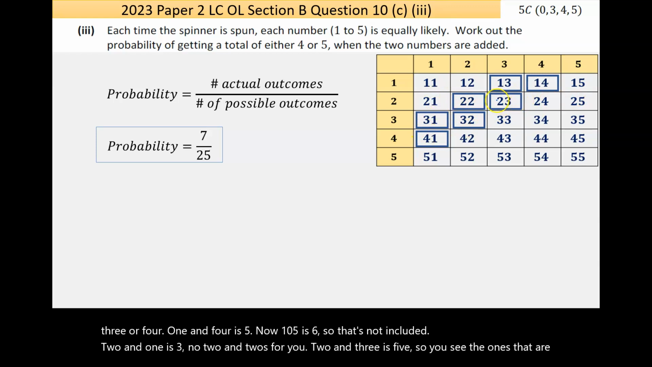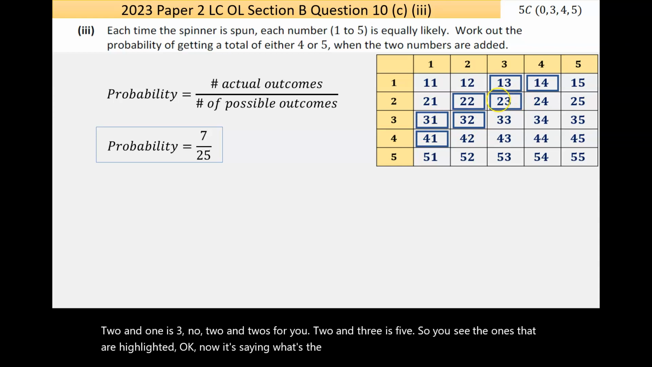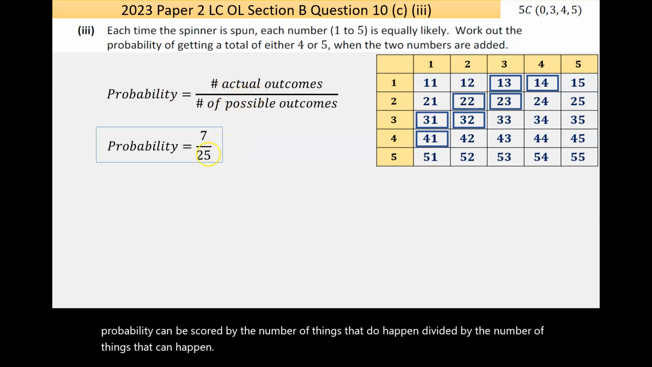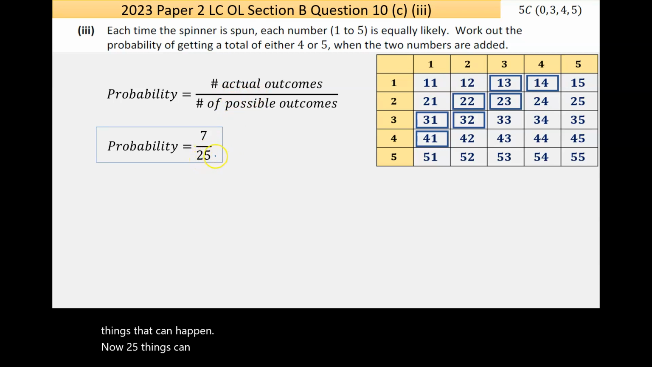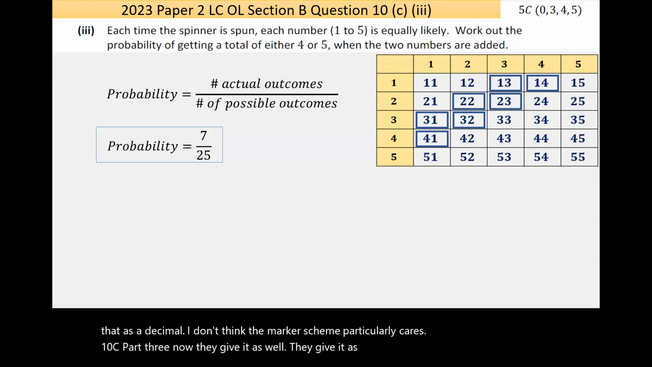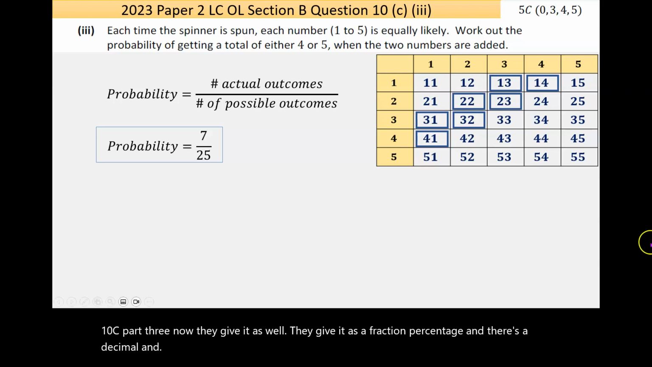Okay. Now it's saying what's the total number of outcomes. Okay. So the probability can be scored by the number of things that do happen divided by the number of things that can happen. Now 25 things can happen. Okay. 7 of them add up to 5. So now I didn't display that as a decimal. I don't think the marking scheme particularly cares. 10C part 3. Now they give it as a fraction, a percentage, and as a decimal. And yeah, they don't care.